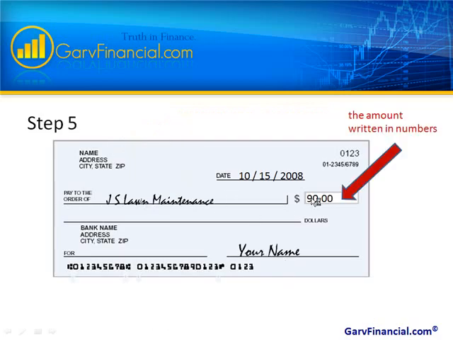This is the written amount box in numerical form. So here we're making out the check of $90 to JS lawn maintenance. I highly recommend that you leave as little space as possible between this border and the written amount so no one can commit fraud and insert a 1 or a 2. So instead of writing a $90 check, guess what? Somebody puts a 2 there. You just wrote a check for $290 that might get debited from your account.